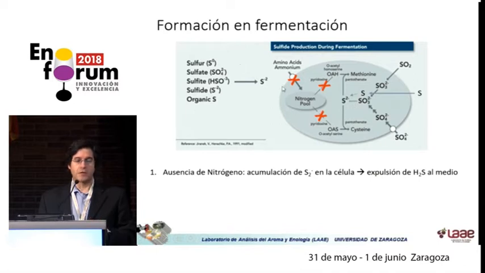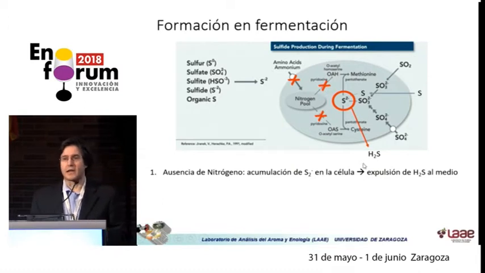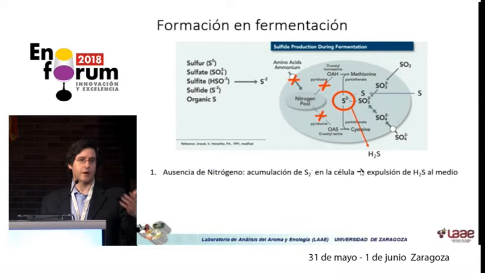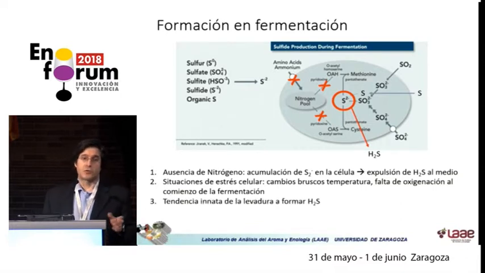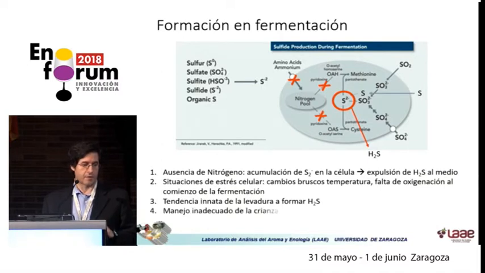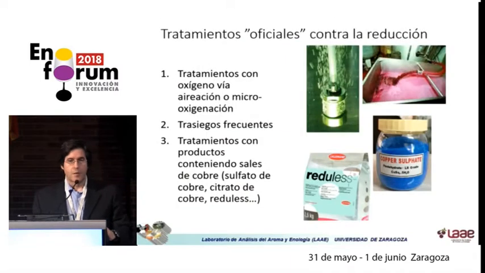The moment there is a lack of nitrogen, the sources of nitrogen incorporation of yeast fail. Then there is an accumulation of sulfur, and it is expelled to the outside matrix of the cell in the form of H2S. So a deficit of nitrogen is a very well-known cause for this. There are other situations like cell stress, sudden changes in temperature, or the lack of oxygenation at the beginning of the fermentation. This depends highly on the type of yeast. Every yeast is different, and there's also inappropriate handling of the aging with lees.